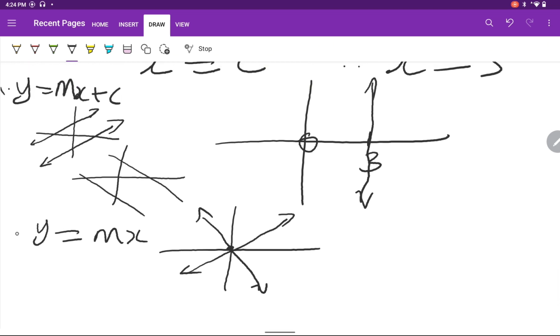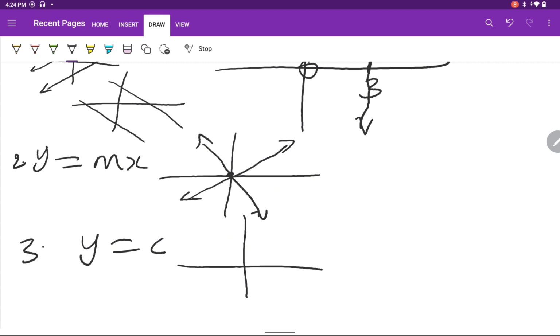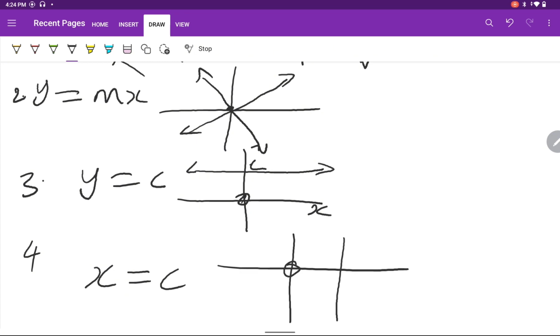And then we said this is number 1, this is number 2, and then number 3 we said it's y equals to c, so this line will be parallel to the x-axis, depending on the value of c. And then the last one that I have talked about is x equals to c, so in this case it's parallel to the y-axis, so this is where it's c. So these are the shapes of our straight line, so we need to understand all these forms.